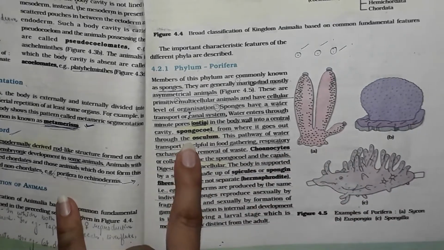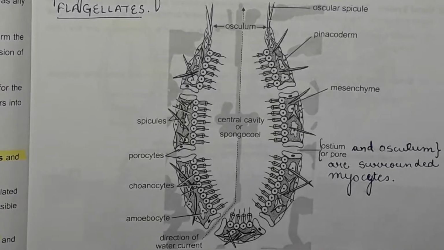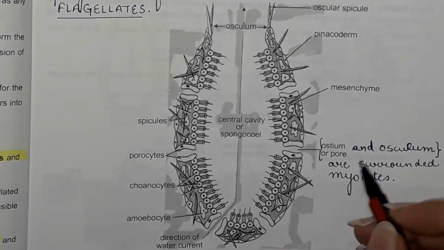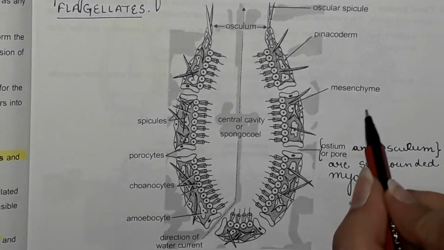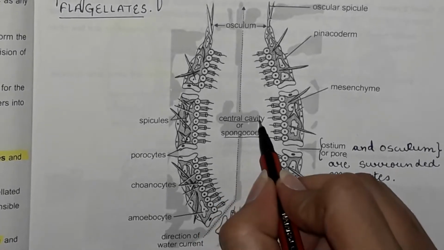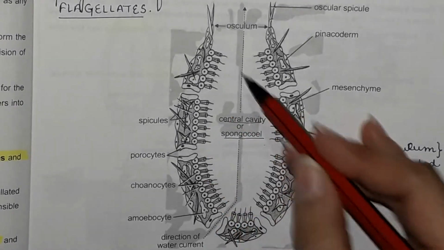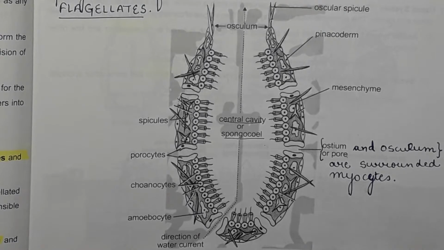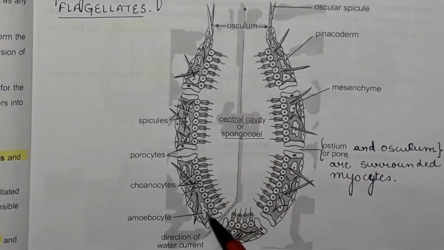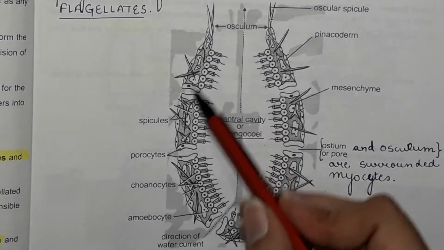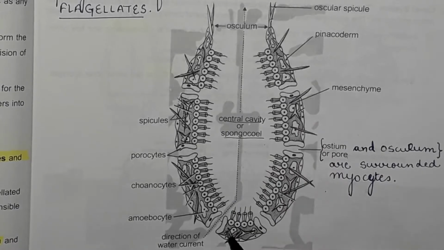Let me show you the diagram for this. As you can see here, this is the ostium or the pore or the ostia. From here the water enters into the spongocoel or the central cavity, and then this water goes out through the osculum. This is the diagram of the water canal system which is present in the body of sponges. These all are the cells which I have talked about earlier, which perform different functions.